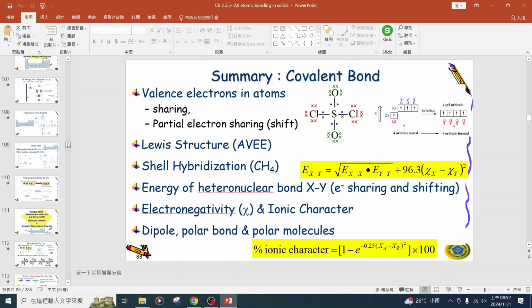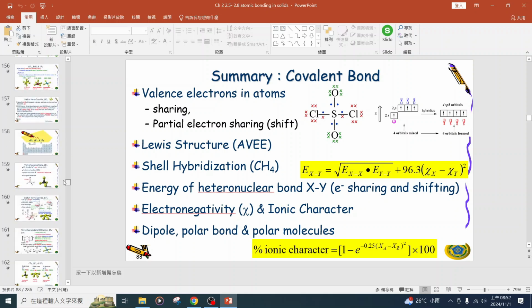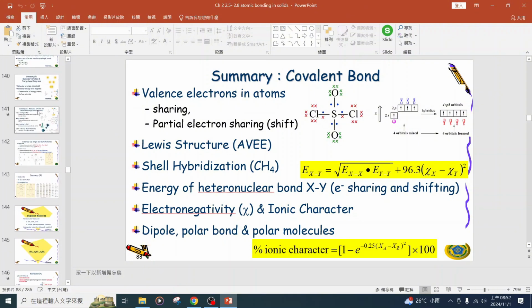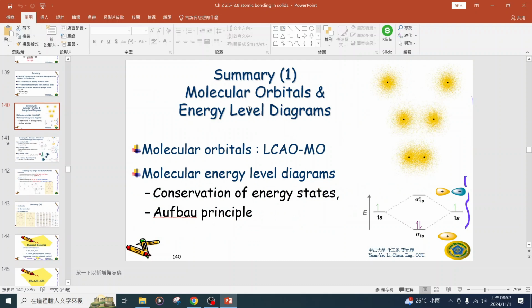And also on Friday, we studied the molecular orbitals and the energy levels. For example, there are two atoms, and they come close to each other, and then in the end they make a bond. What are the shapes, what are the molecular orbitals of this structure? We follow LCAO-MO, linear combination of atomic orbitals to molecular orbitals.